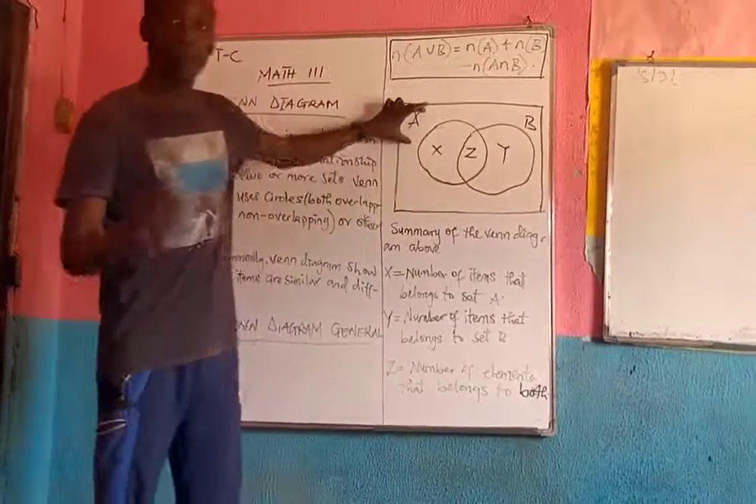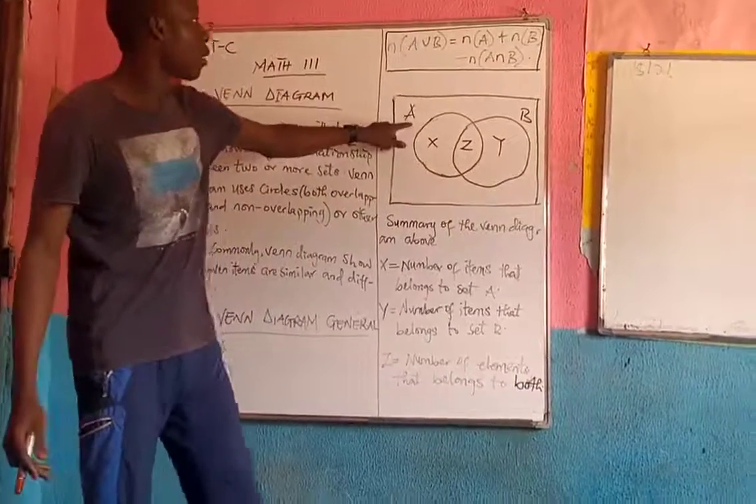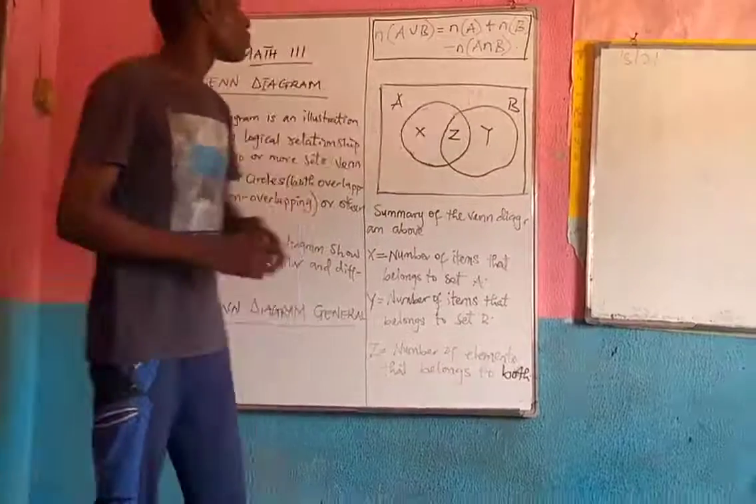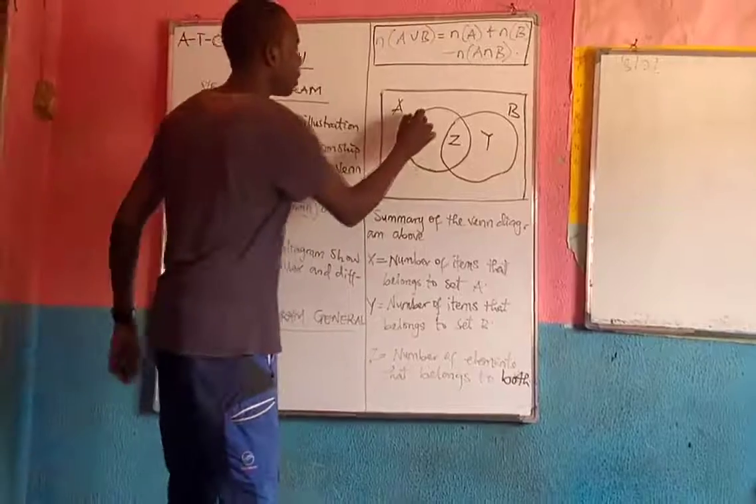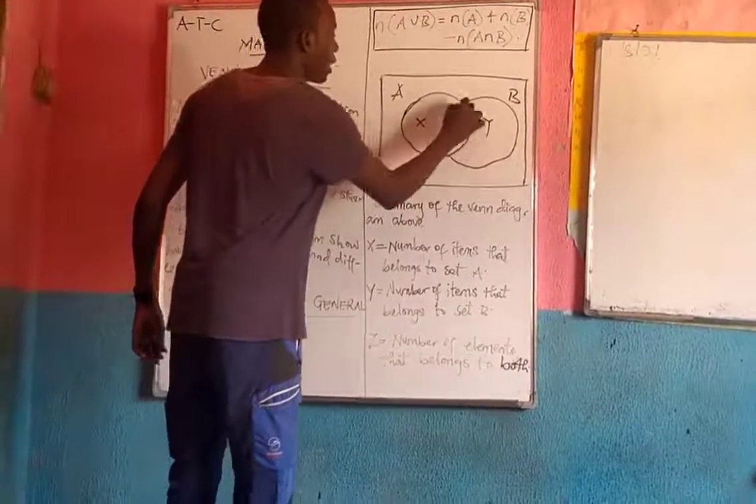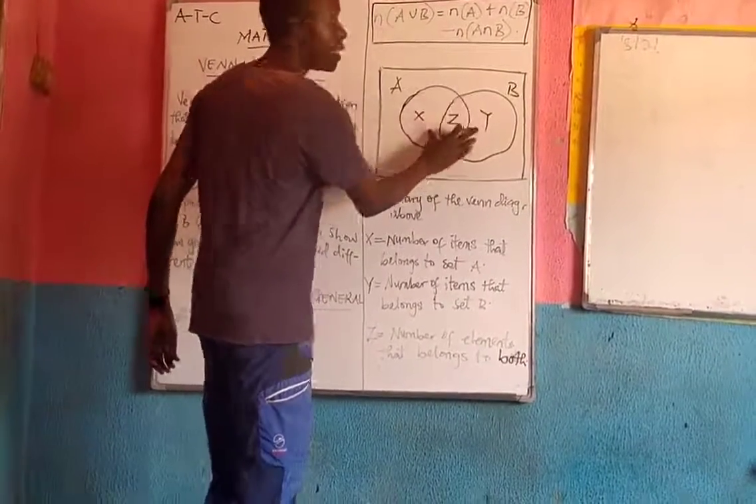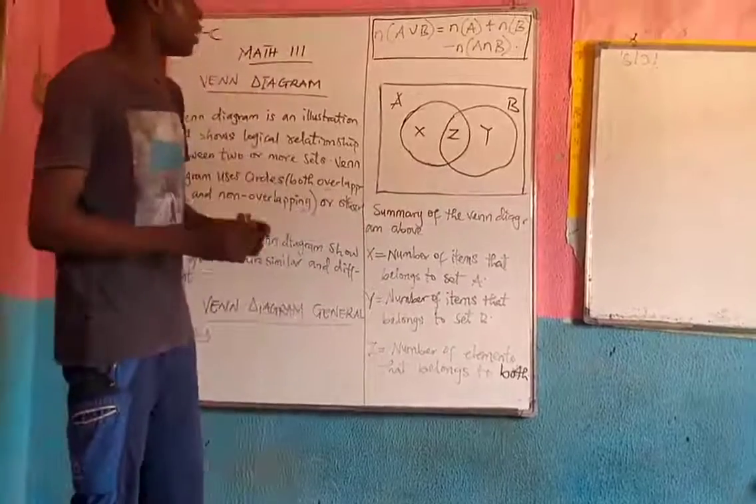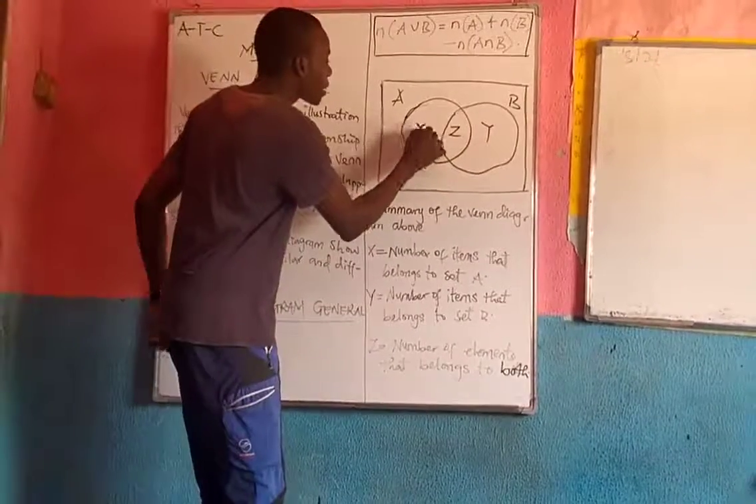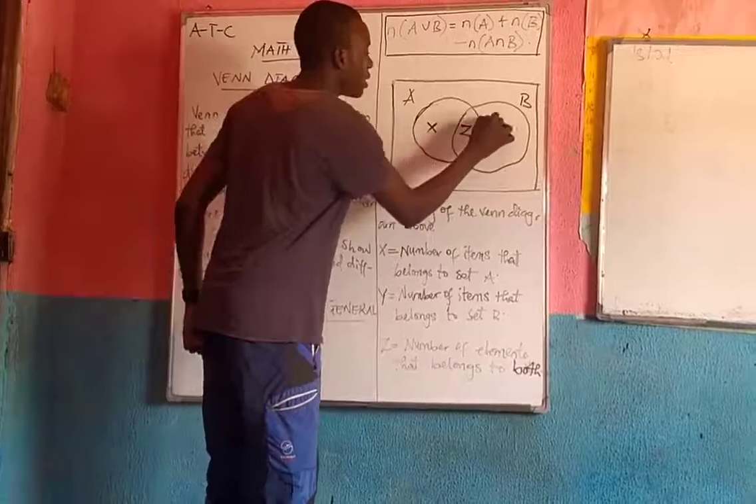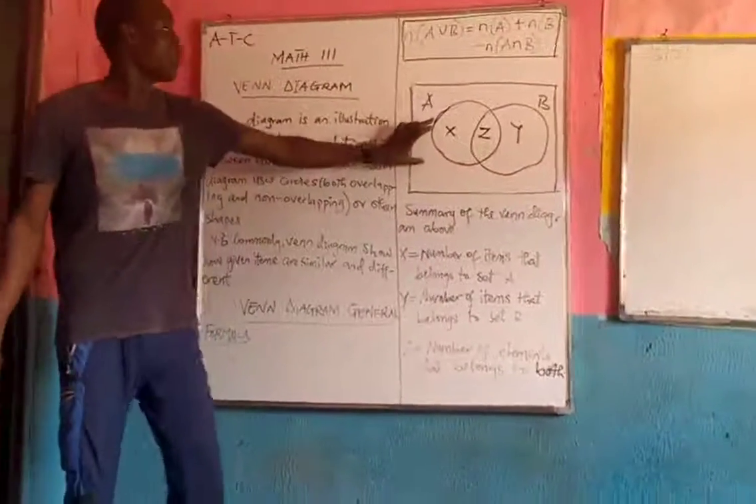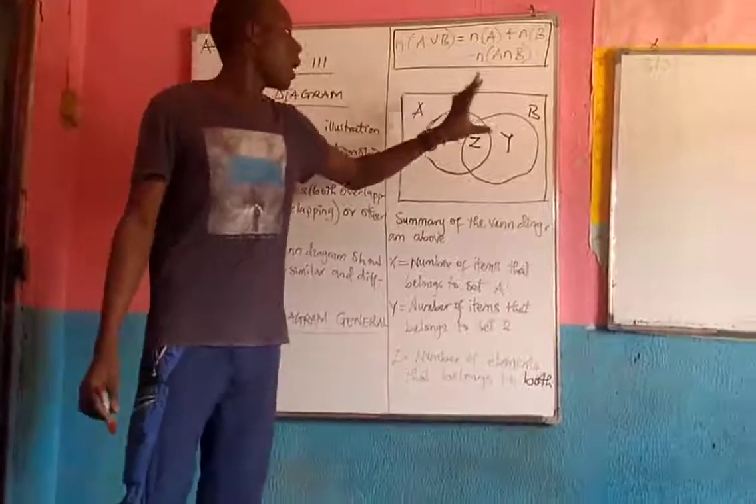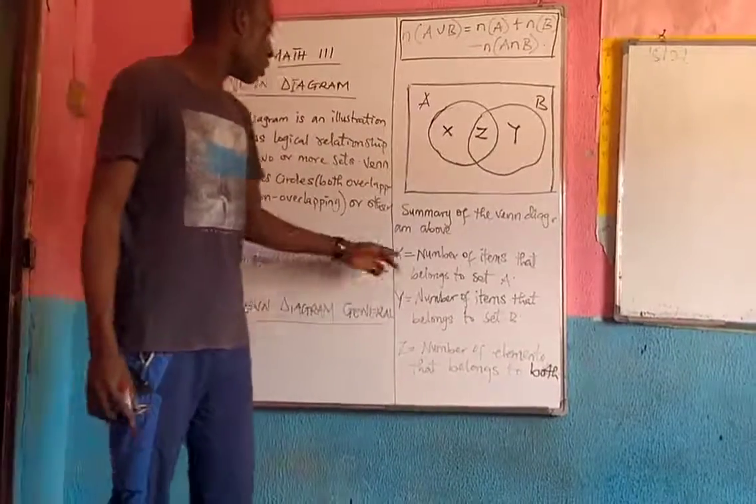Now, we have two sets, A and B. These two sets, they have a relationship of the circles. I use the circles to relate the two of them, and this is how it is when you express them in a Venn diagram. Now, this point is X, this is a point Z, and this is a point Y. I'll summarize this Venn diagram of sets A and B.